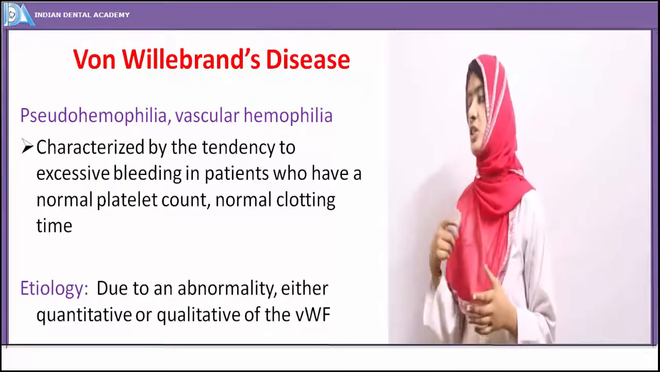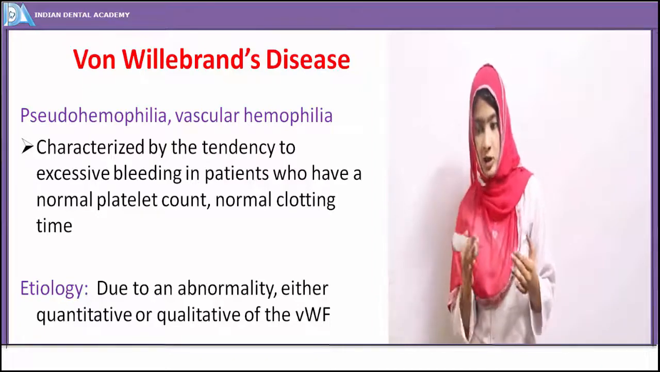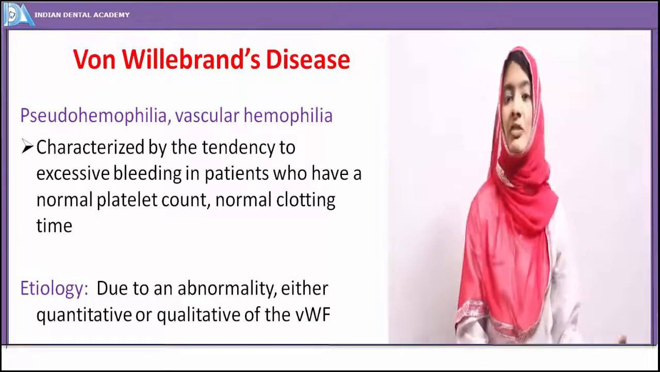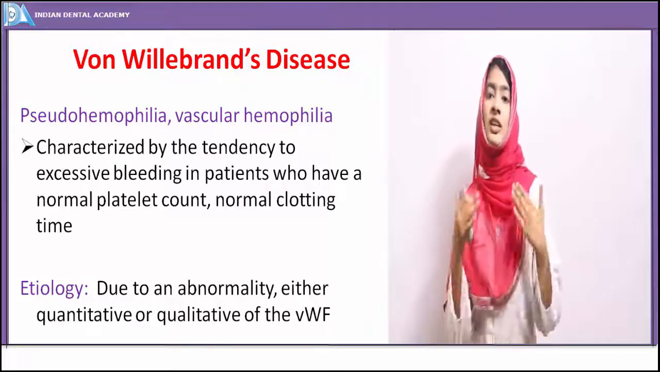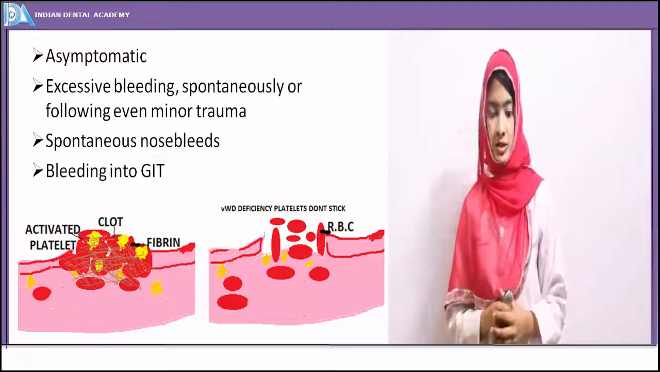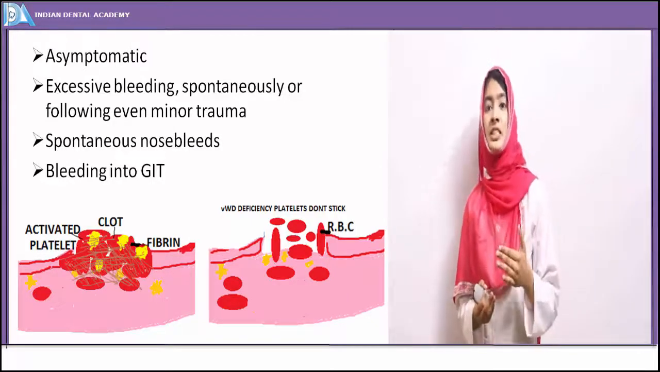So here patients have normal platelet count and normal clotting time. Actually, the defect is an abnormality, either a quantitative defect or a qualitative defect in the von Willebrand factor. So the clinical features: the clinical features are asymptomatic.